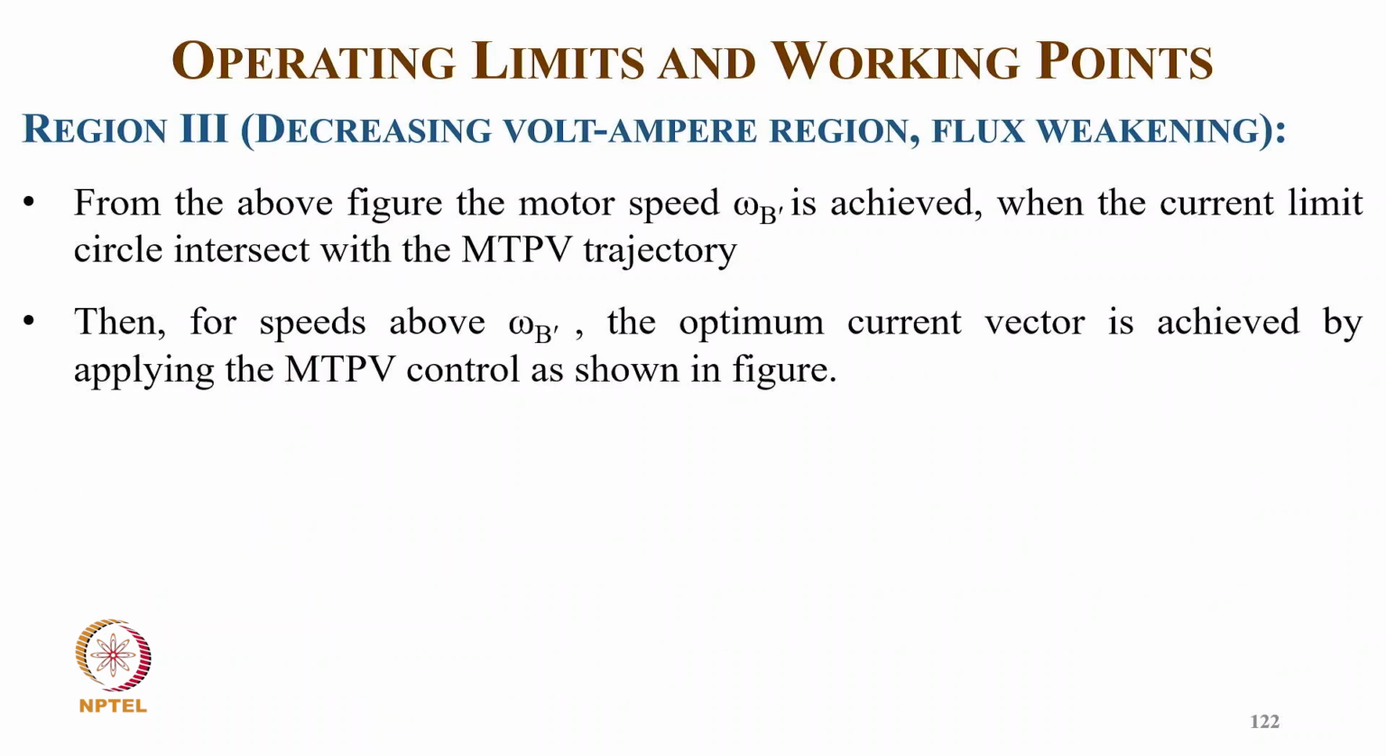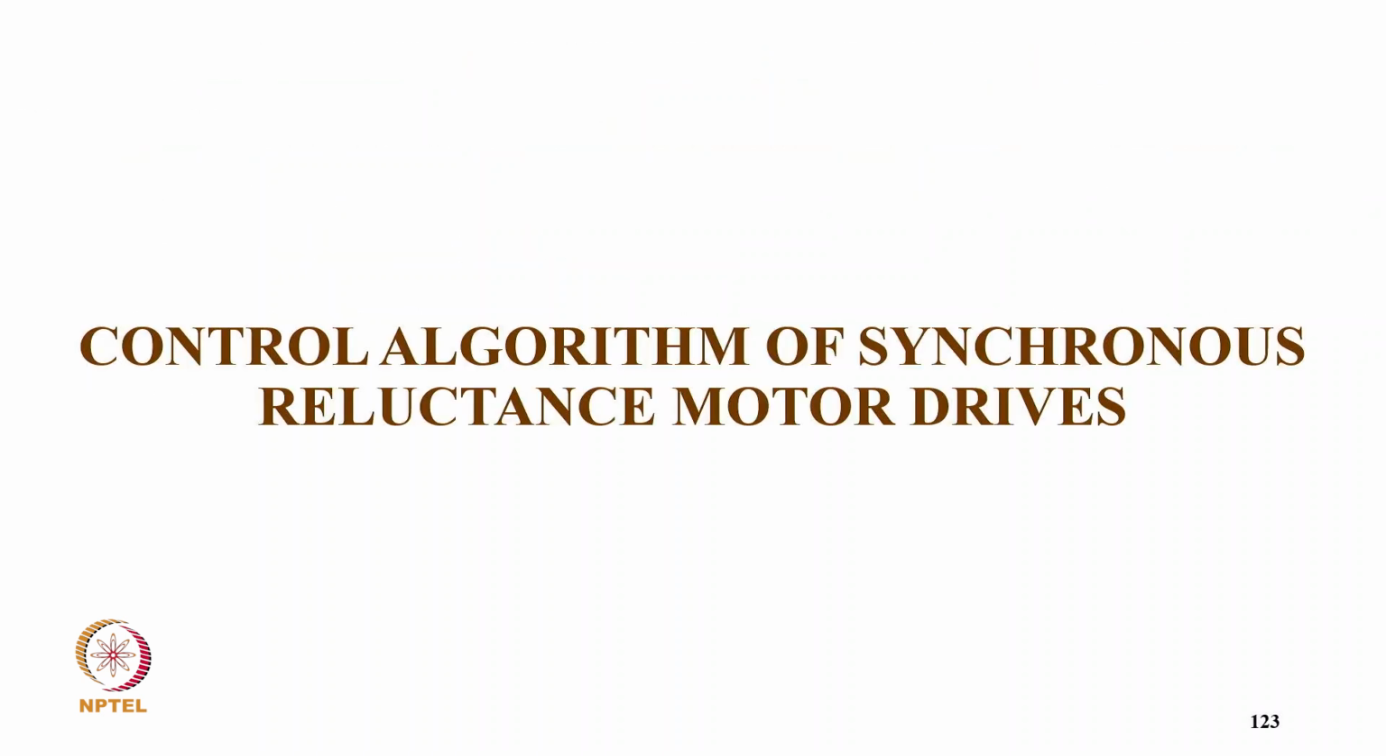Region 3. Further decreasing, the volt-ampere region, flux weakening region. From the above figure, the motor speed omega b dash is achieved when the current limit circle intersects with the maximum torque per volt trajectory, and thus for speeds above omega b dash, the optimum current vector is achieved by applying the MTPV control as shown in the figure.